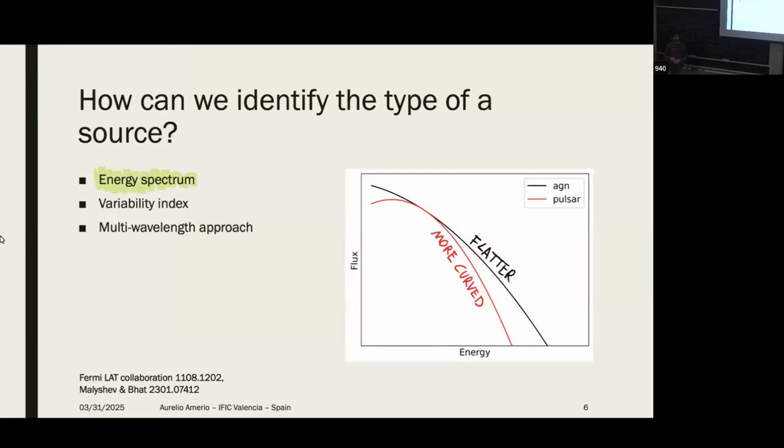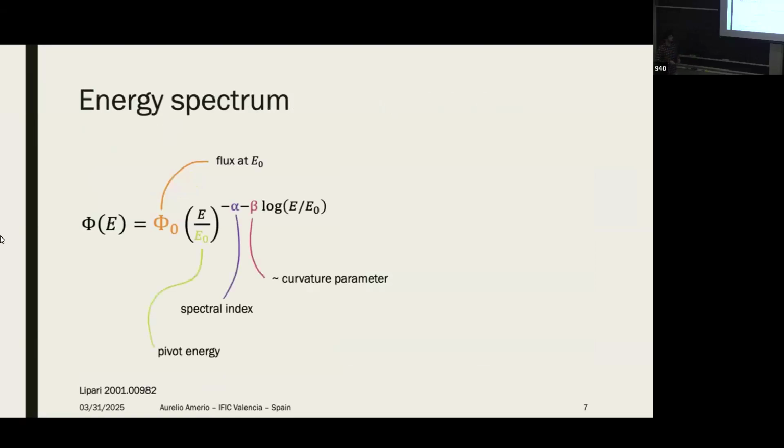In fact, sources of different populations in principle have very different shapes for the energy spectrum. And we could think of using this feature to discriminate, for example, a more curved source like a pulsar from a flatter source like an AGN. And in order to study the energy spectrum, we need to choose a common framework. And the common framework that we choose is to use a fitting formula like the log parabola fitting formula.